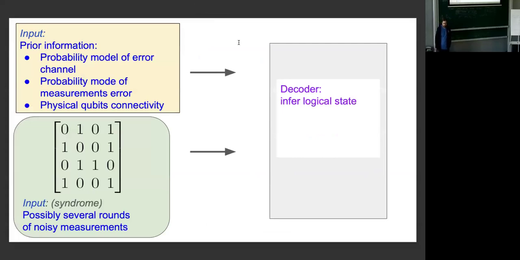These measurements we will call the syndrome, and we could also give the decoder the probability model of the error channel. So basically, what noise acts on each qubit, and maybe a probability model of how errors spread when we start to measure things, and the structure of connectivity between our qubits, basically the graph of parity checks. All this we could take and put into the decoder.